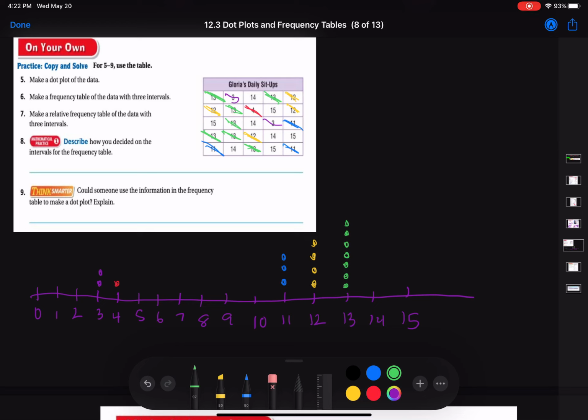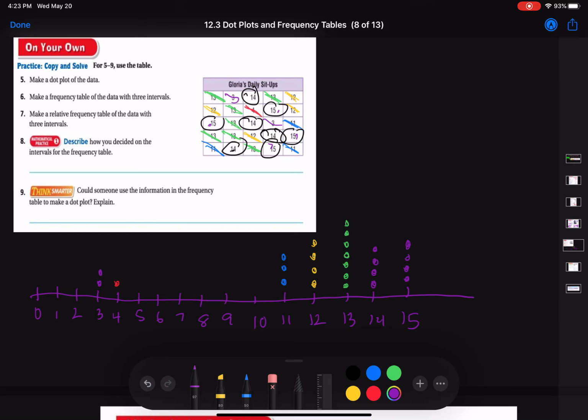Okay, and so then all we have left is 14 and 15. Let's see, how many 14s do we have? We have 1, 2, 3, 4. So I'm going to come over here and put 4. Okay, and then how many 15s do we have? We have 1, 2, 3, 4. Okay, let's hope that I didn't miss anything.